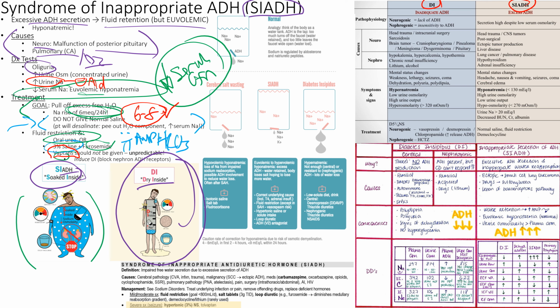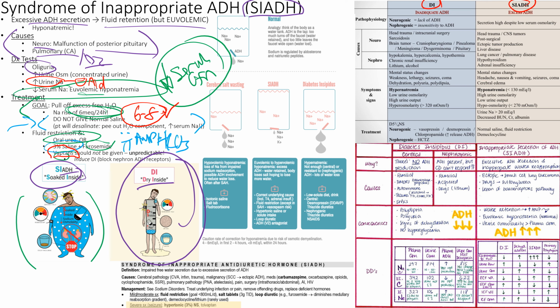What's the serum sodium going to be in SI? Serum sodium will also be very low. Serum sodium in SI will be low because the water is being taken from the distal tubules and put back into the bloodstream, diluting out my sodium, compared to DI where I have an increased serum sodium, right? And in DI, what's the serum osm going to be? Serum will be super concentrated, because there's no ADH to take water from the urine and put it back in the serum to dilute out my serum. So I lost that, therefore I get concentrated.